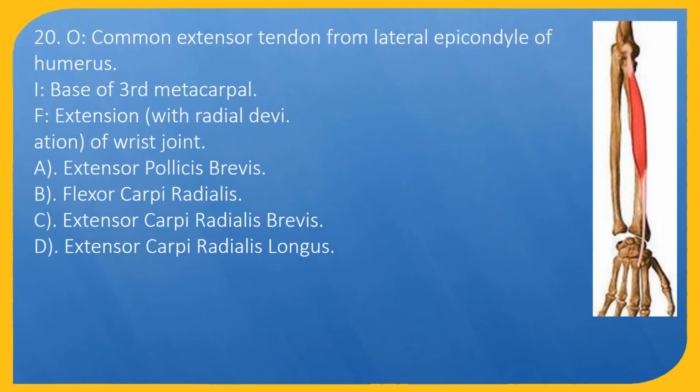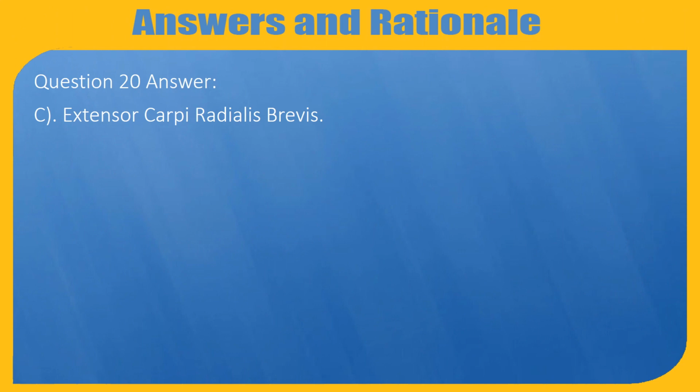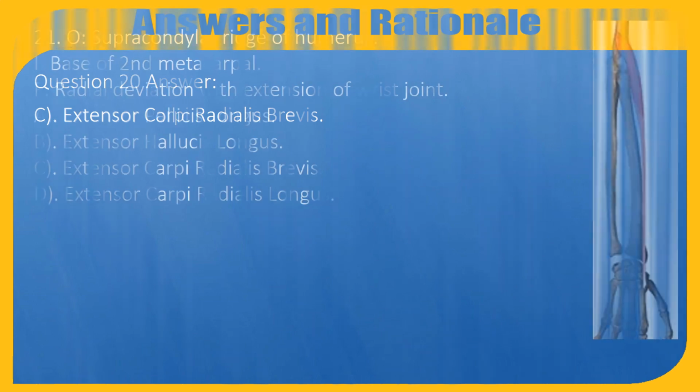Question 20. O: common extensor tendon from lateral epicondyle of humerus. I: base of third metacarpal. F: extension with radial deviation of wrist joint. A. Extensor Pollicis Brevis. B. Flexor Carpi Radialis. C. Extensor Carpi Radialis Brevis. D. Extensor Carpi Radialis Longus. Question 20. Answer C. Extensor Carpi Radialis Brevis.